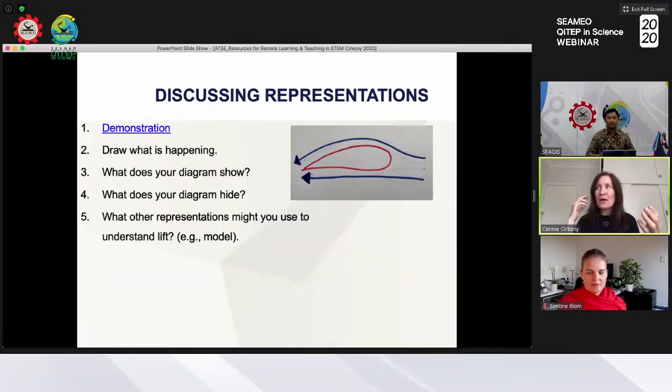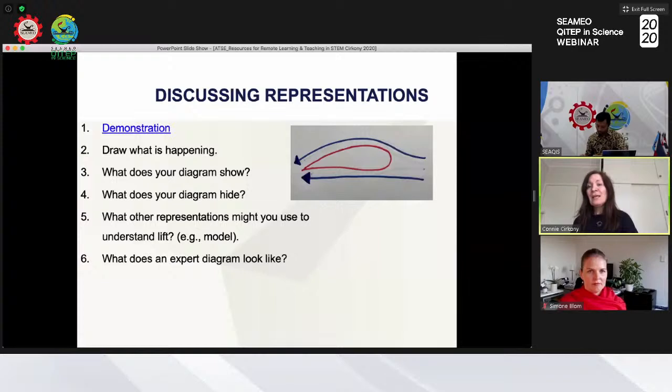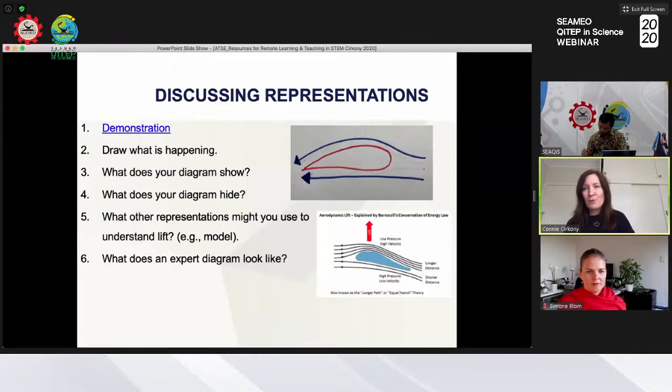And it gives you ideas, that formative assessment as a teacher. What do my students know? What don't they know? What can I do next to help them understand? Very powerful. Now, we've probably all seen diagrams that look like this.